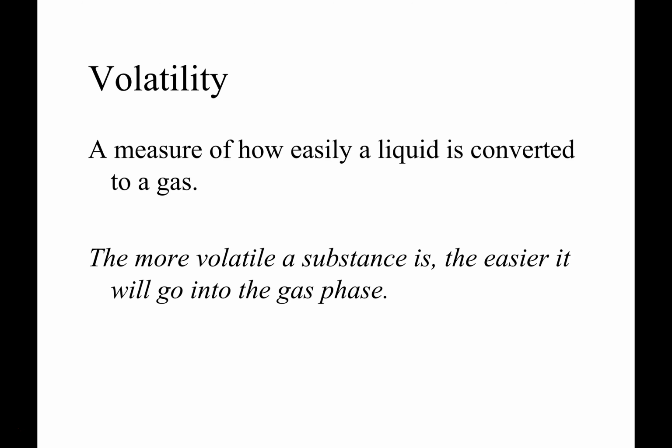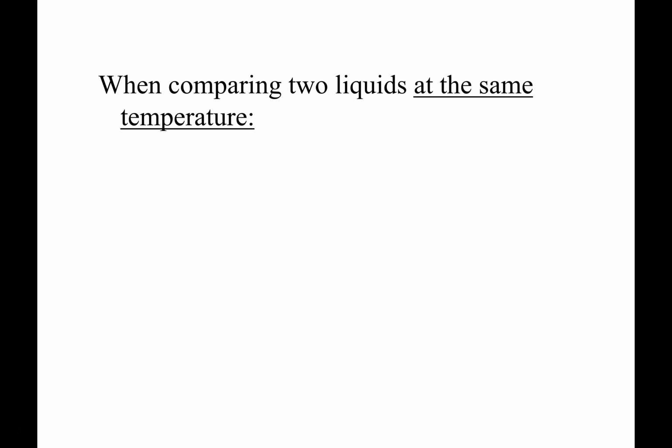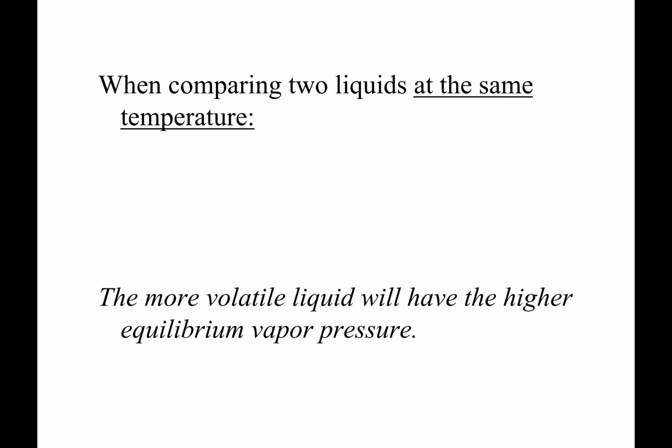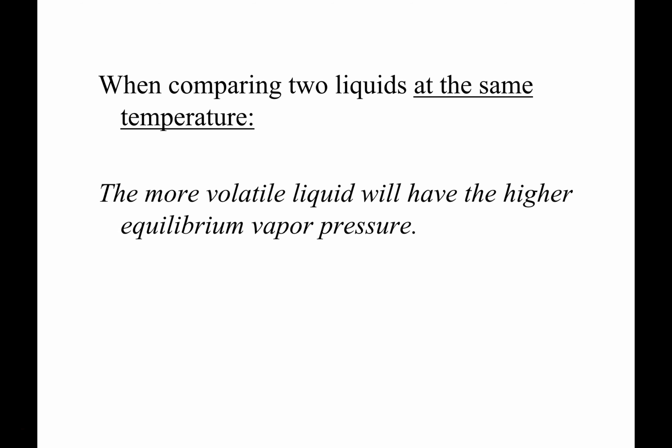If something's relatively volatile, that means it will go into its gas phase more easily. So here's one for you. If we are comparing 2 liquids at the same temperature, I'm going to draw little beakers up here, and we're going to measure their equilibrium vapor pressures. To remind you how this works, here's my beaker with solution A. I'm going to put a watch glass over it, and right here in the headspace is my meter, which measures the pressure of these gas particles.